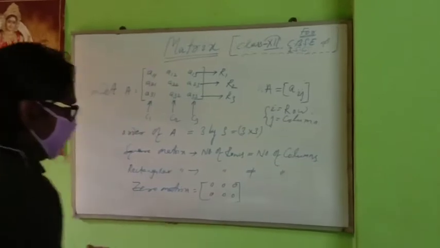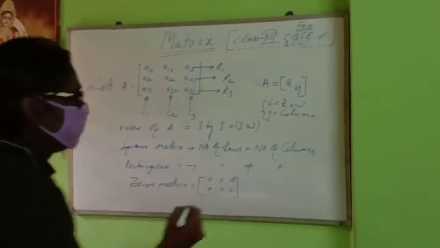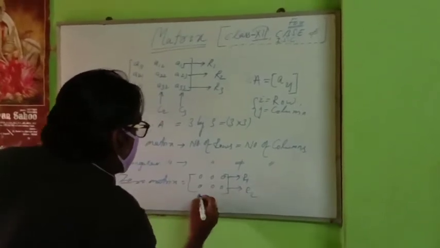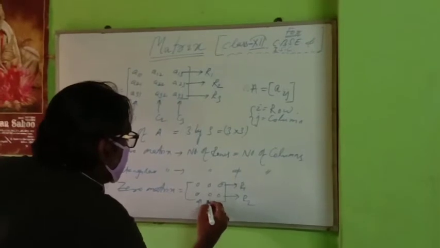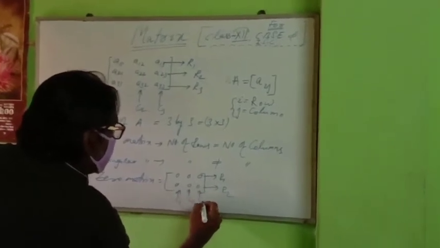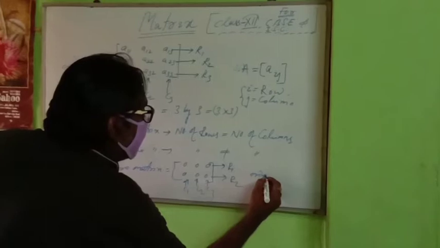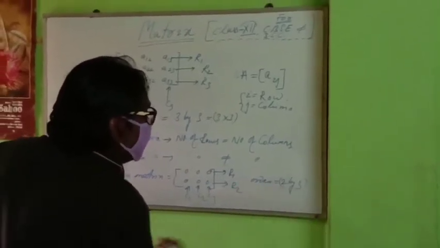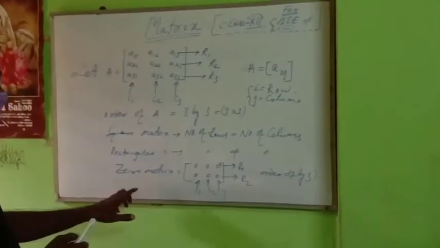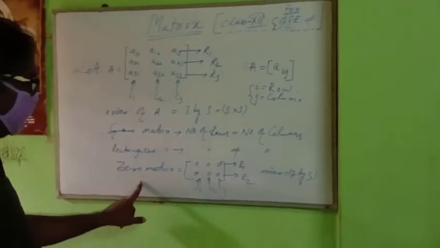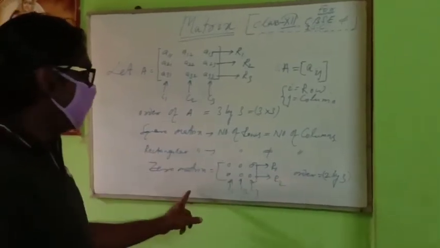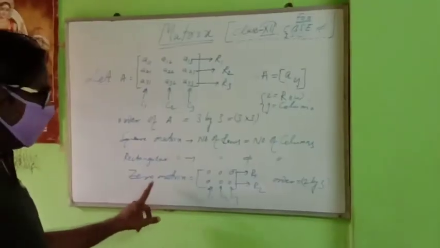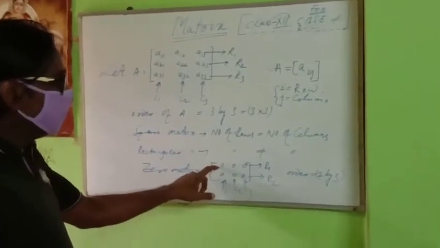Okay, it is also a matrix. How many rows are there? 2 rows, R1, R2. How many columns? 3 columns, C1, C2 and C3. So what is the order? The order will be 2 by 3. Because this is a zero matrix, it may be of any order. I have taken one example of a zero matrix of order 2 by 3, with 2 rows and 3 columns. A zero matrix means a matrix in which each element is 0.